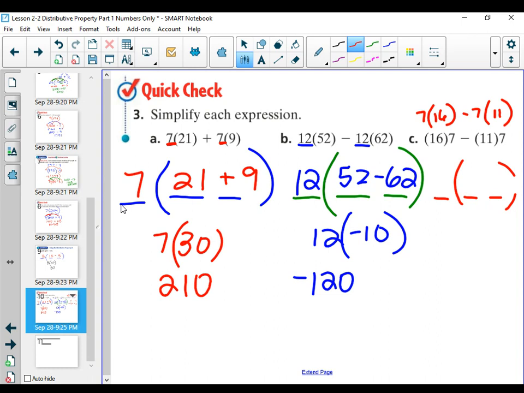What number got multiplied twice? 7. Put that in front. What's left? 16 minus 11. 5.